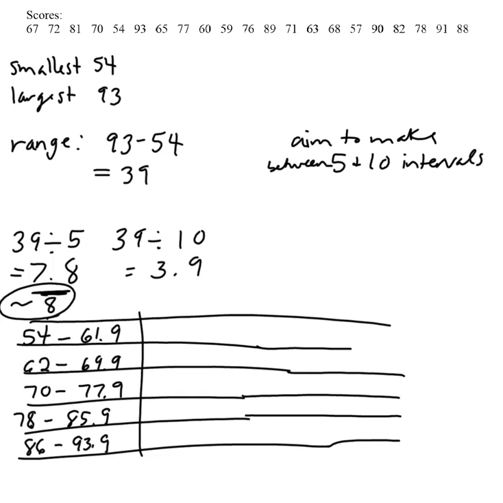Start with your range, figure out what you want. So if you want between 5 and 10 intervals, that means your interval size will be between 4 and 8. We want to round. You don't want to use decimals necessarily. So somewhere between 4 and 8, and then you choose what you want, and you can go from there.